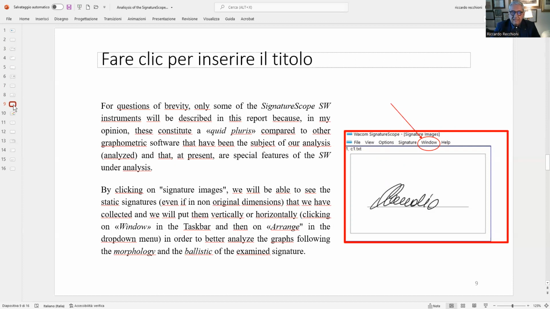By clicking on Signature Image, we will be able to see the static signatures, even if in non-original dimensions, that we have collected, and we can arrange them vertically or horizontally by clicking on Window in the taskbar, and then on Arrange in the drop-down menu, in order to better analyze the graph following the morphology and the ballistics of the examined signature.